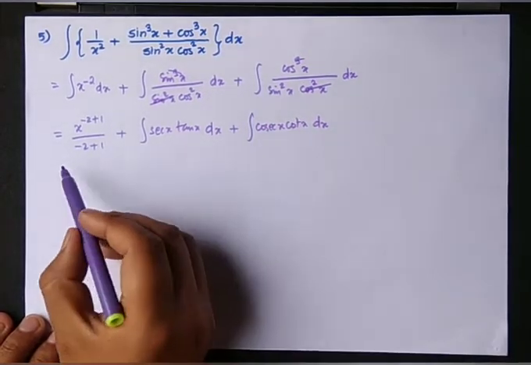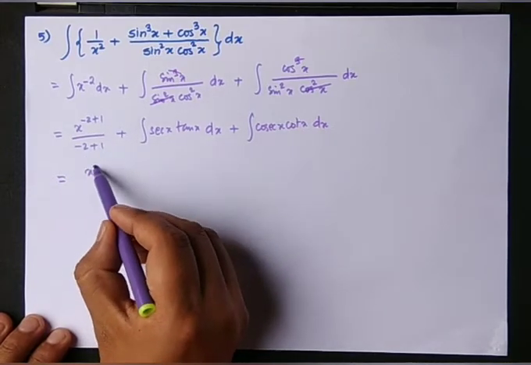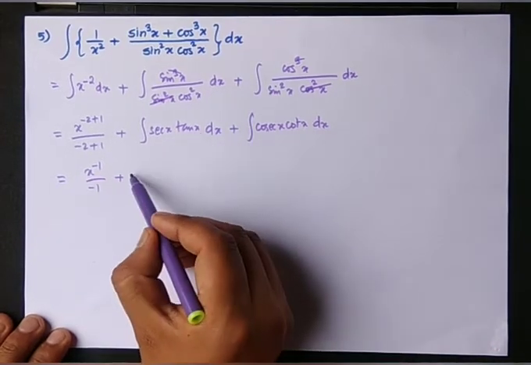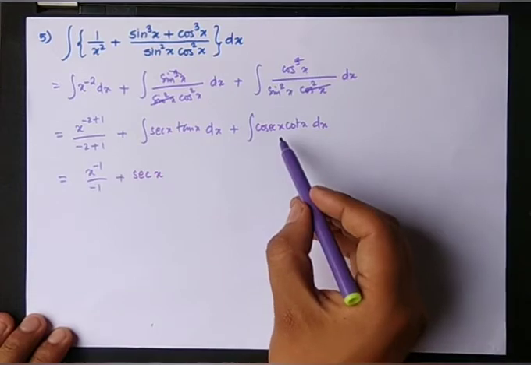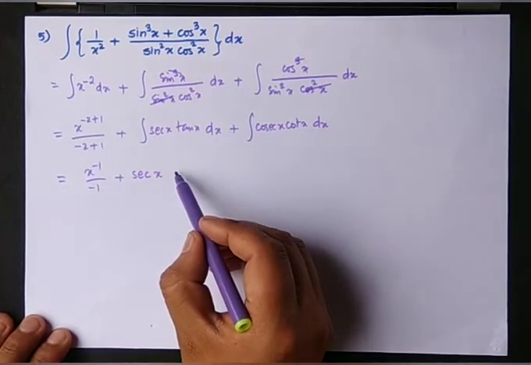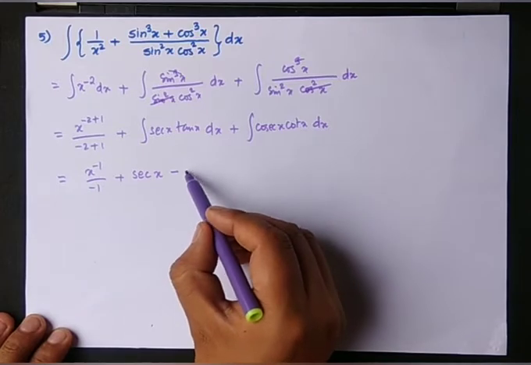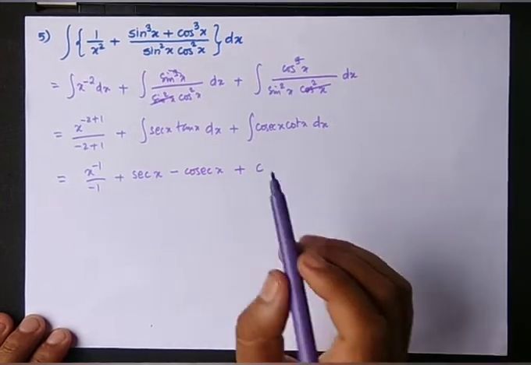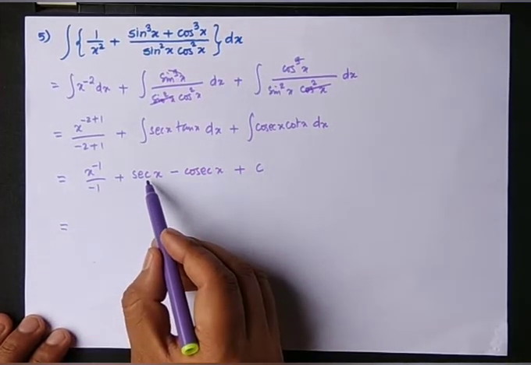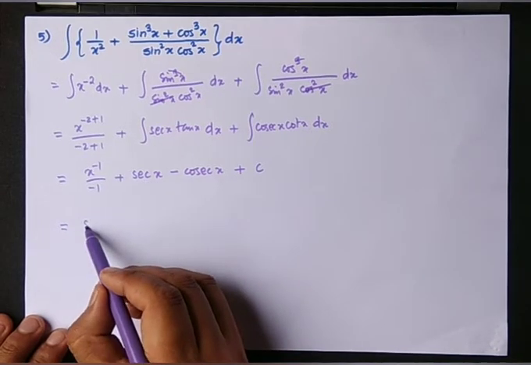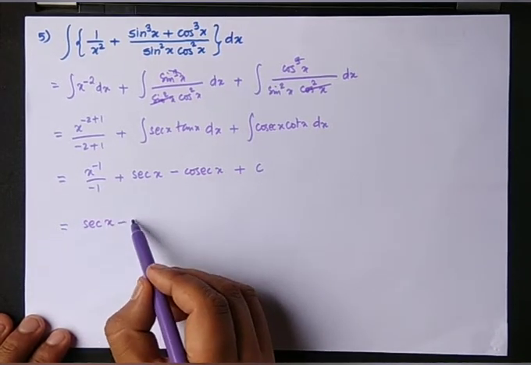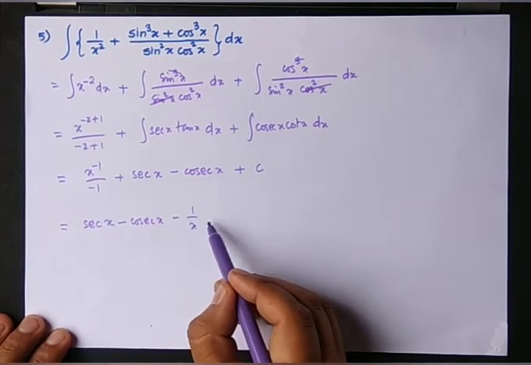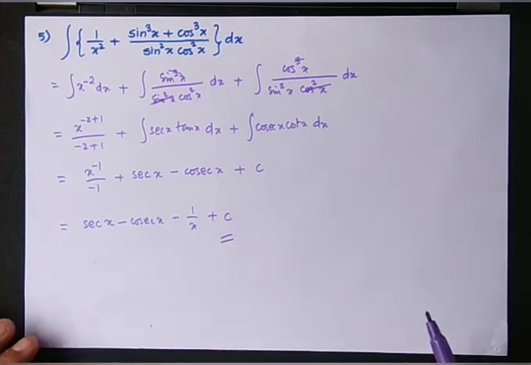Now we know that this becomes x to the power minus 1 by minus 1. The integral of sec x tan x is sec x. Yes, and the integral of cosec x cot x is minus cosec x. Since we have finished our integral part, we'll put a constant of integration, and let us simplify this further. Whichever is positive, I'll write in the front. So sec x is positive, right? So minus cosec x is there. Now this means minus 1 by x plus constant of integration. So pause the video to note down.